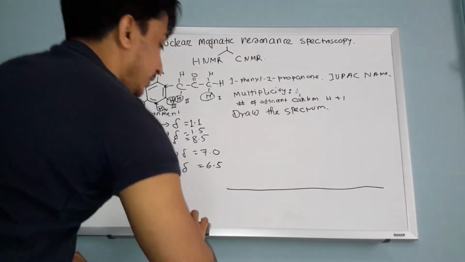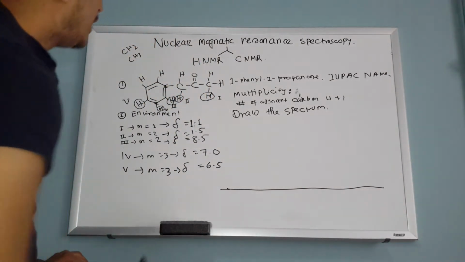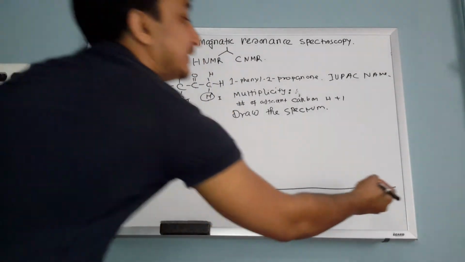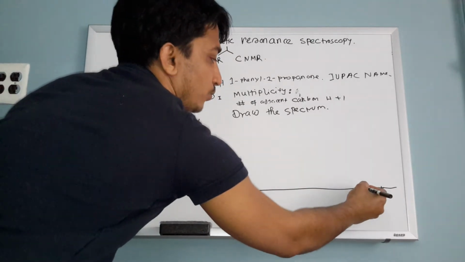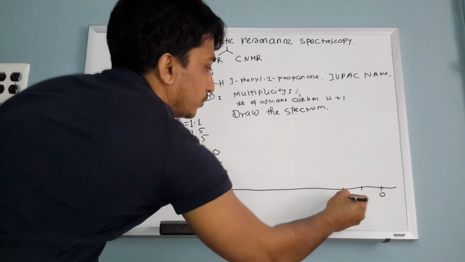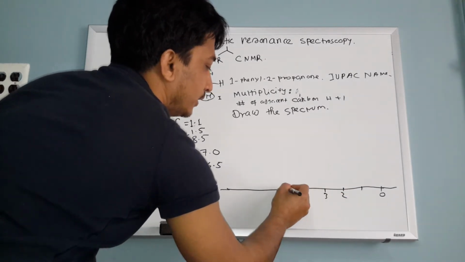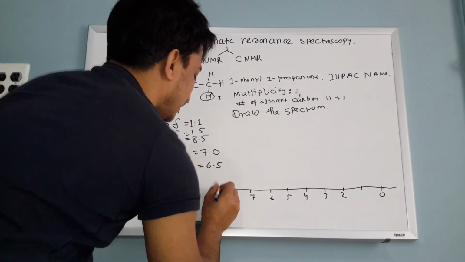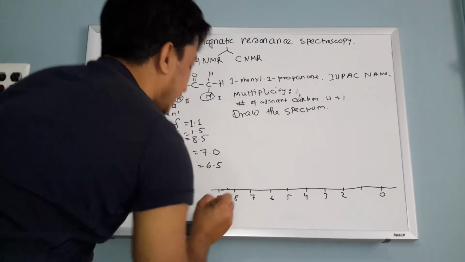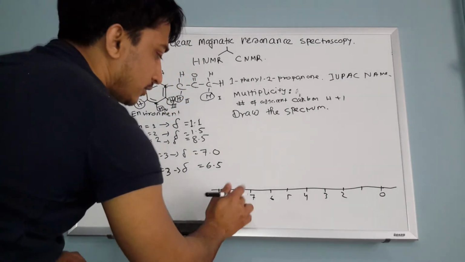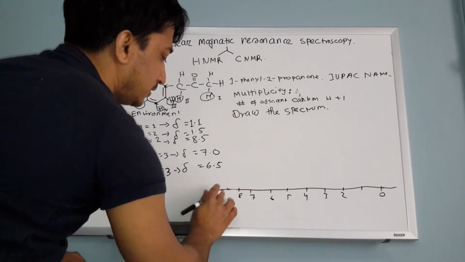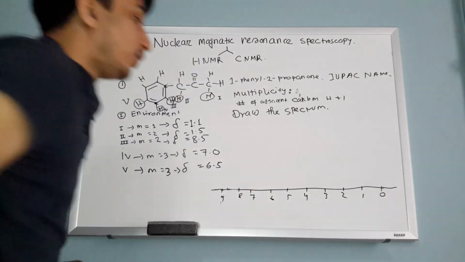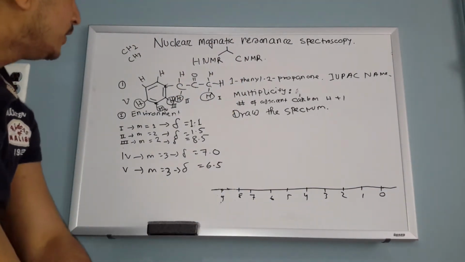So look right now. How many environments are there? There are 5 environments. So it starts from a delta value of 0 to 8.5. 1, 2, 3, 4, 5, 6, 7, 8, 9. Okay, and this is 1. Okay, so look right now.